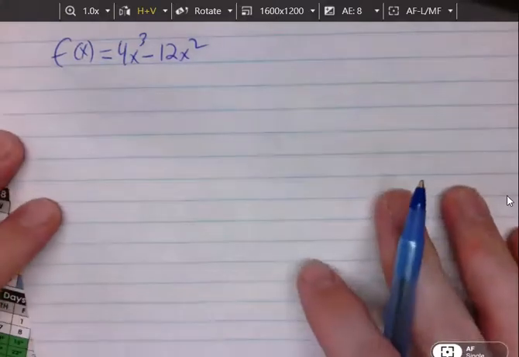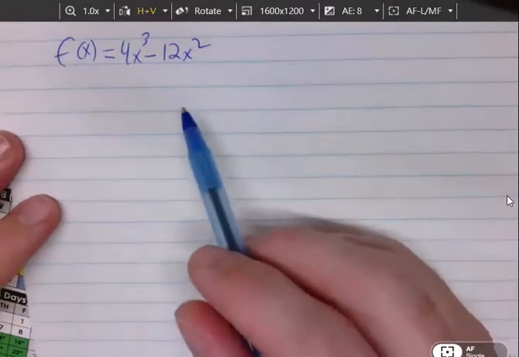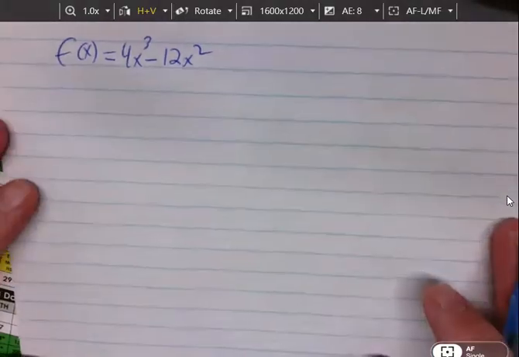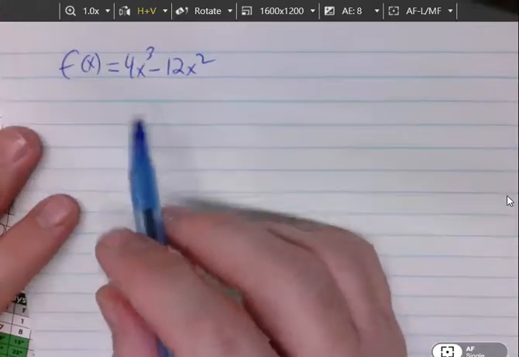Hey guys, here's an example where we go a little bit further. We're going to be able to find local max and local min just like before, but we're going to be able to take it one step further and start talking about concavity. Okay? So in order to do concavity, we need to actually look at the second derivative.